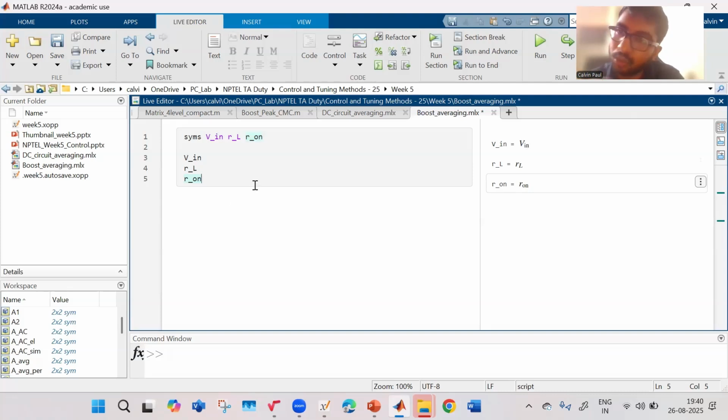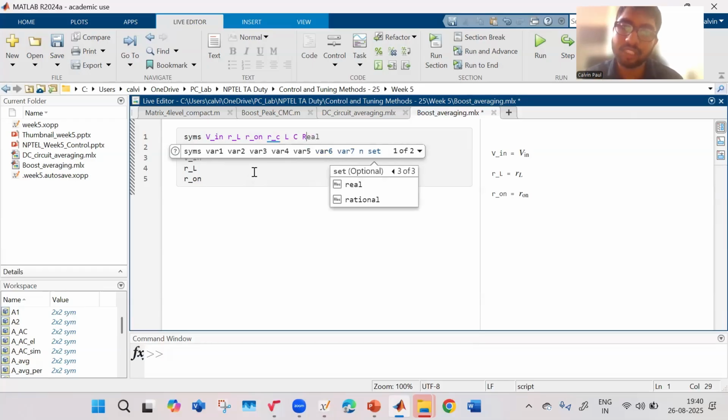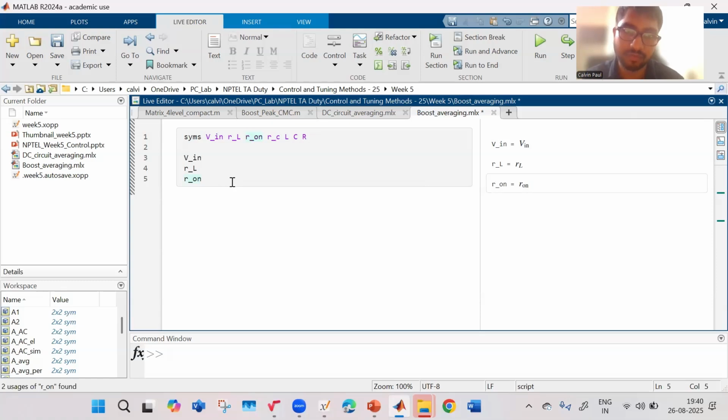And this Symbolic Math Toolbox follows that. So it makes it simple and easy, right? So I thought of using this. So we have defined RL, R1. Similarly, we have our RC for the ESR of the capacitor. What is left? We have our inductance L, we have our capacitance C, then we have our load resistance R. These are the variables which we have.